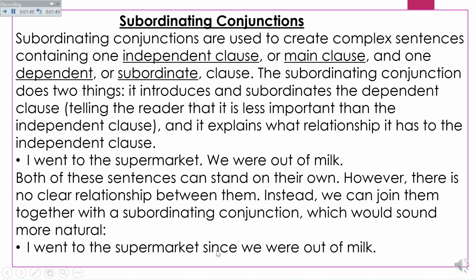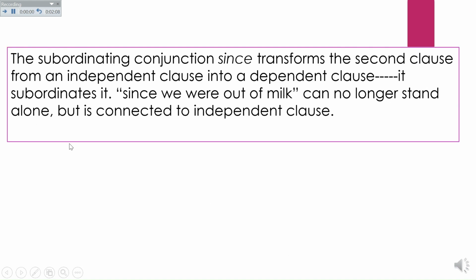So now what happened is, since we were out of milk has become a dependent clause because it depends on the independent clause, I went to the supermarket. The independent clause now controls the dependent clause. The subordinated conjunction since transforms the second clause from an independent clause into a dependent clause; it subordinates it. Since we were out of milk can no longer stand alone but is connected to the independent clause.